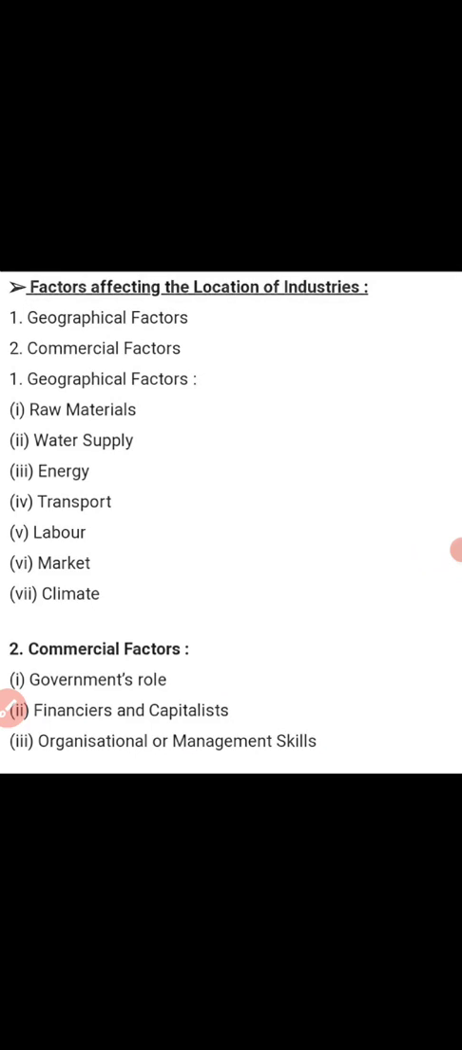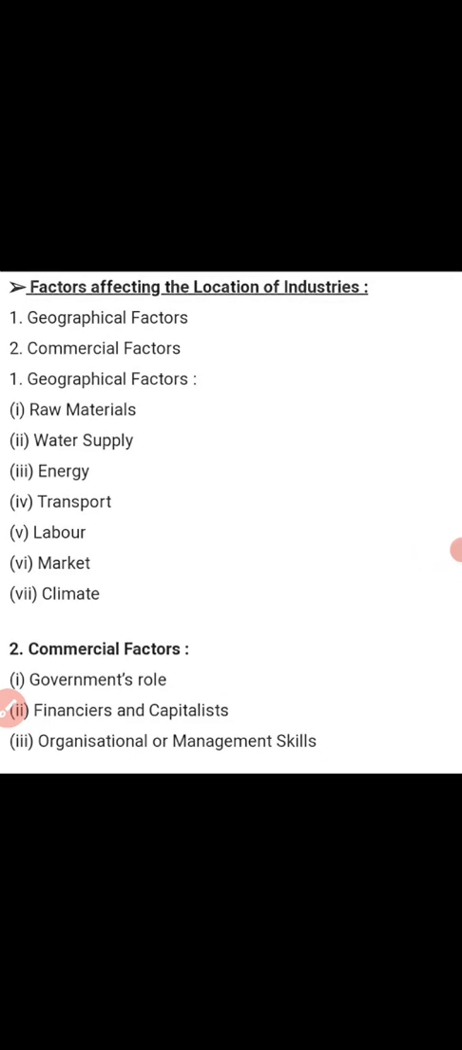Because there are some preconditions which have to be fulfilled before deciding the location of any industry. These factors can be classified into two categories. First is the geographic factor and second category is of commercial factors. So what are the geographic factors? Let us discuss. First is raw material.